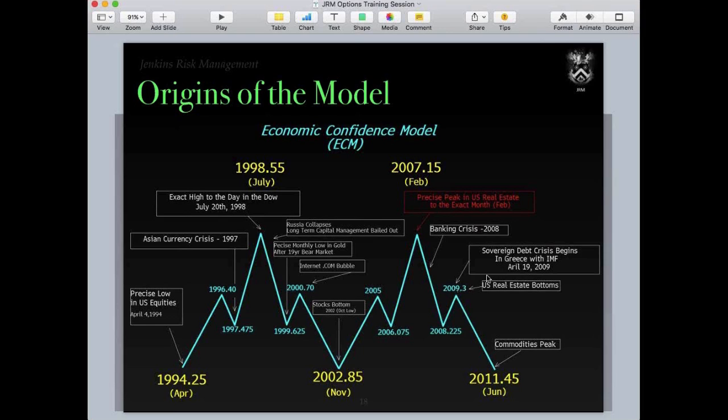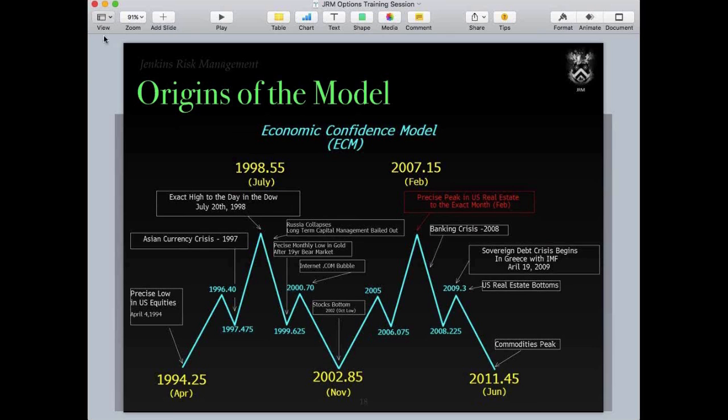Real estate, and then actually to the day is when the sovereign debt crisis started, and Greece announced they were going to get their first funding from the IMF, actually to the exact day. And then commodities peaked on the next turning point down here, 2011.